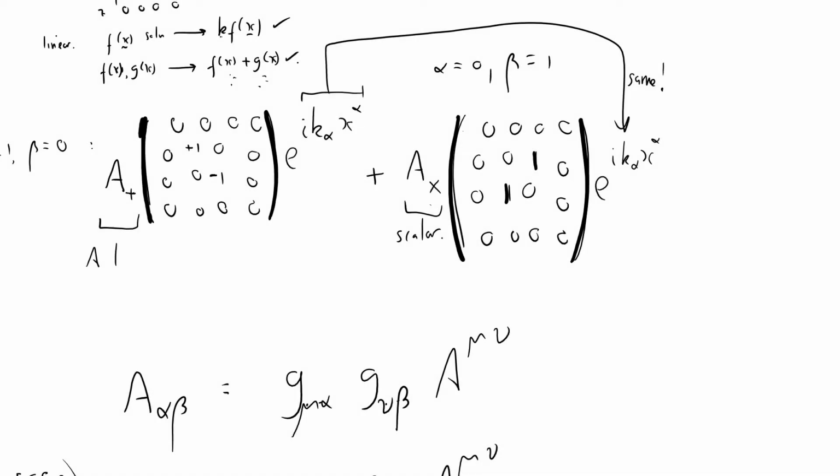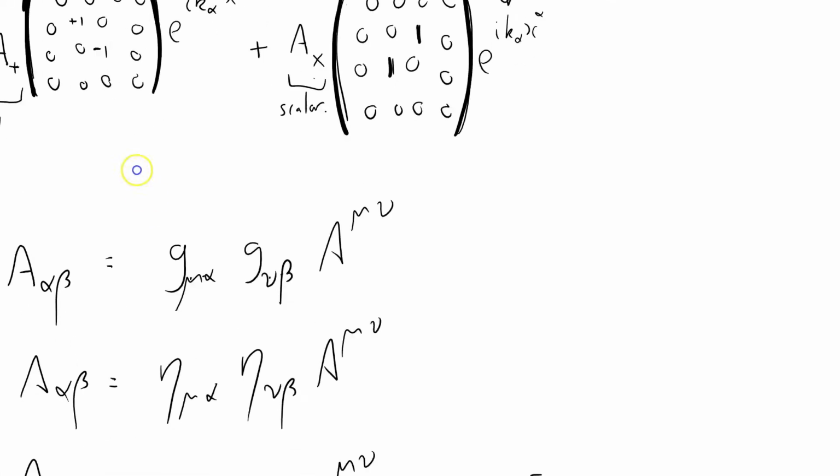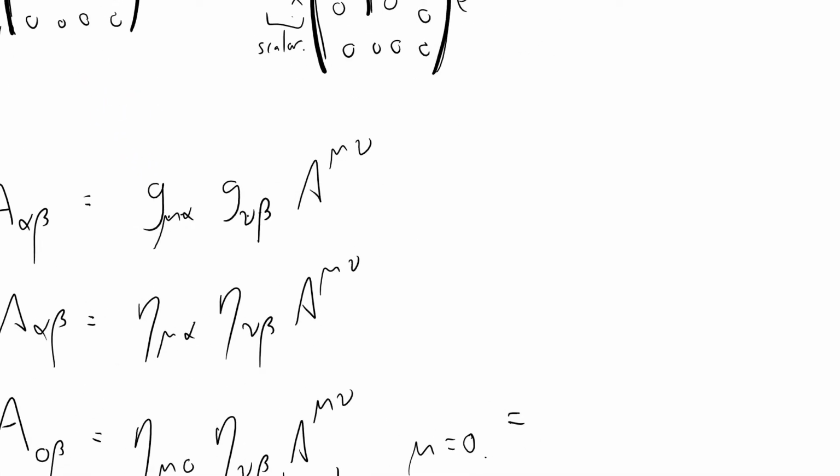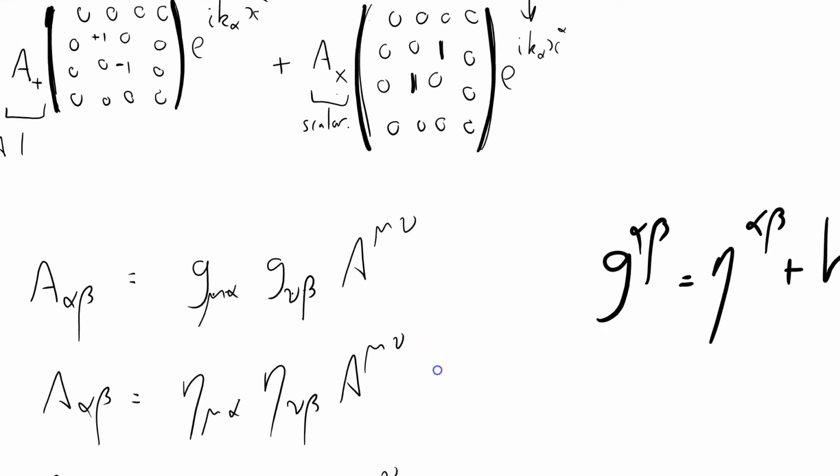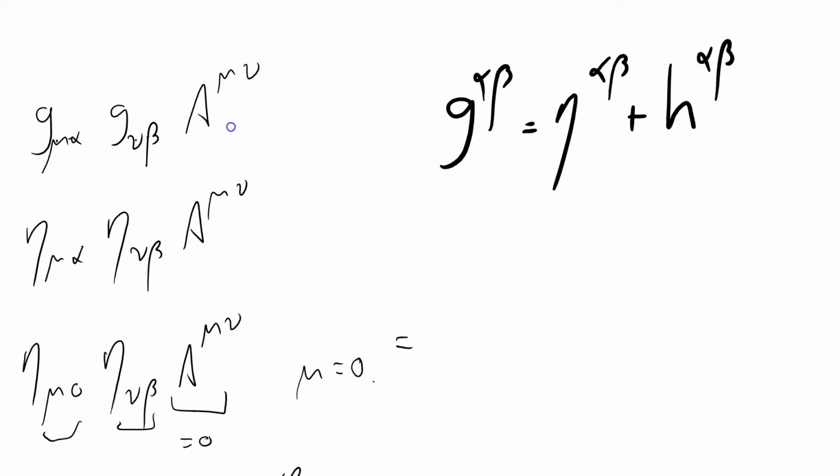General relativity, step by step. Last time I finally pinned down the form of the metric tensor in the presence of a gravitational wave. It is the flat space metric eta alpha beta plus a small perturbation, which was of this form given by the sum of these two matrices.